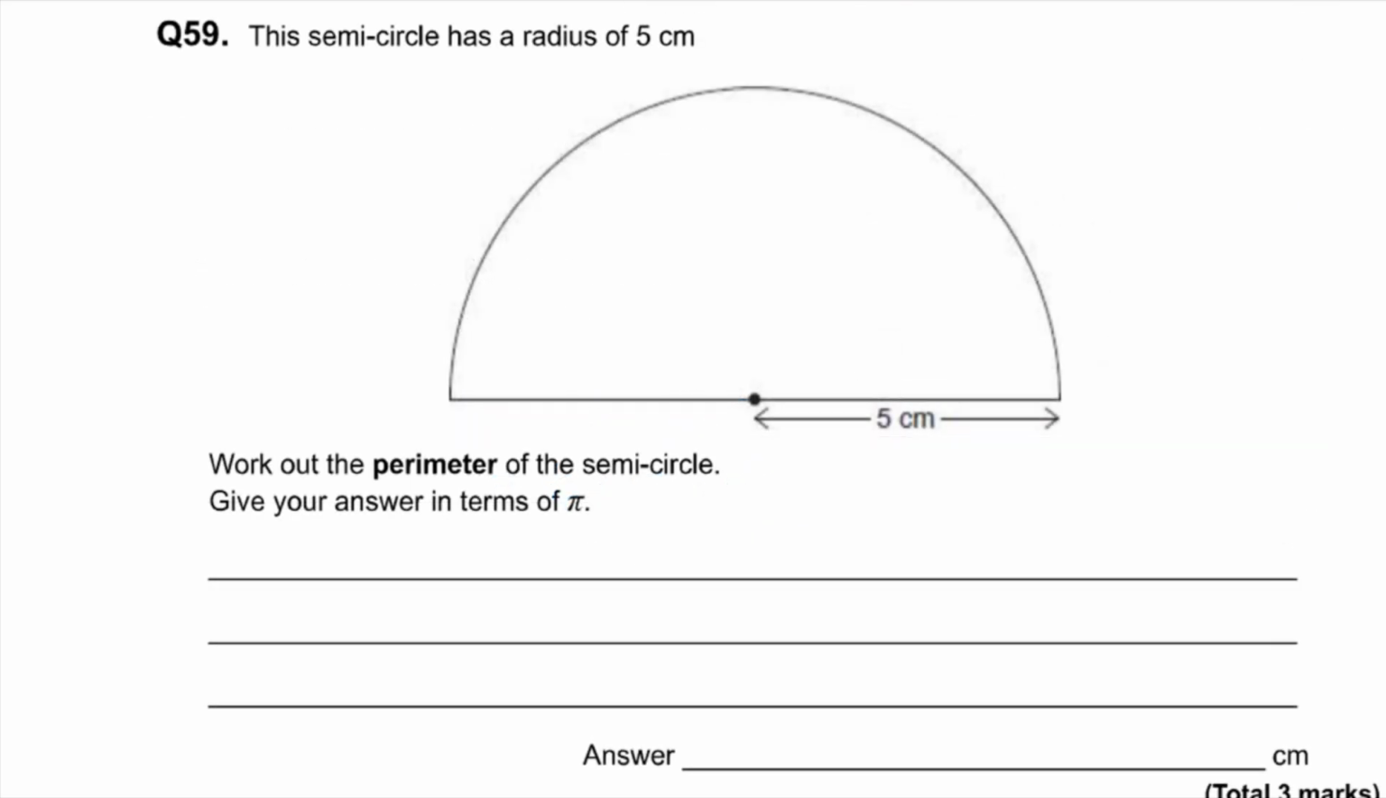Question 59, the semicircle has a radius of 5 centimeters. Work out the perimeter of the semicircle. Give your answer in terms of pi. So exactly the same as the last one. The perimeter is going to be given by a half times 2 pi r. They're going to cancel off. Half and 2 just cancel out, so it's going to be basically pi r, isn't it? Plus the 2 radii, the radius and the radius. Okay, so this is the expression for this part, and this is the expression for this part.